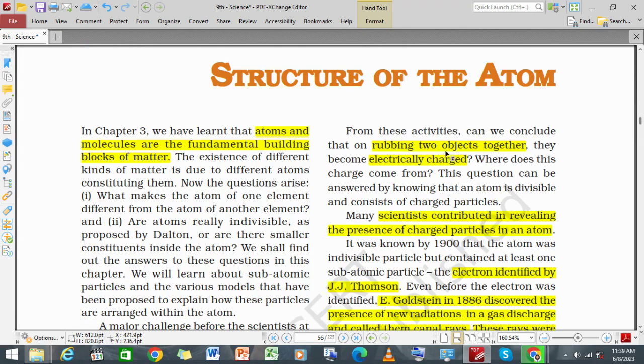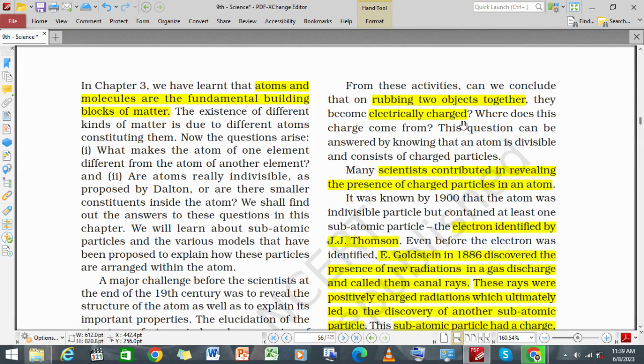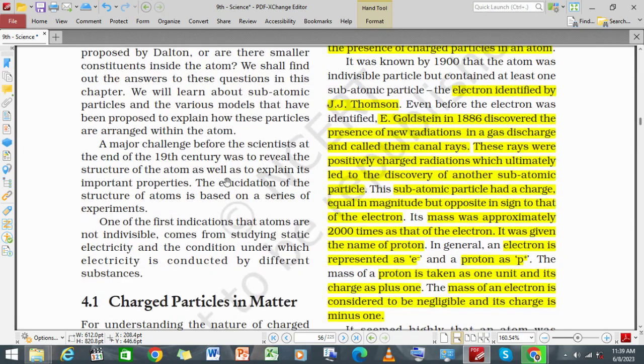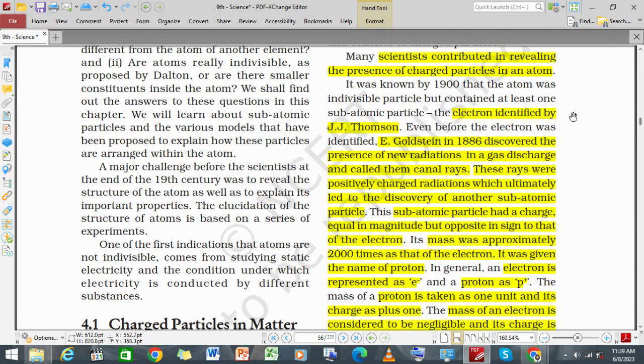Now, if we rub two objects together, we can see them become electrically charged, right? You can just take a scale, rub it on your hair, and then keep some distance, and you'll find that your hair is attracted towards your scale. This is because of some electrically charged particles. Now, scientists contributed in revealing the presence of charged particles in the atom. That means there are some charged particles in an atom.